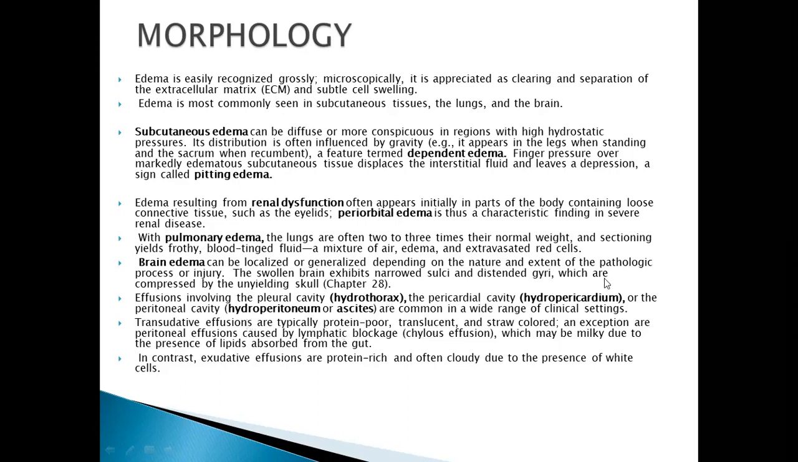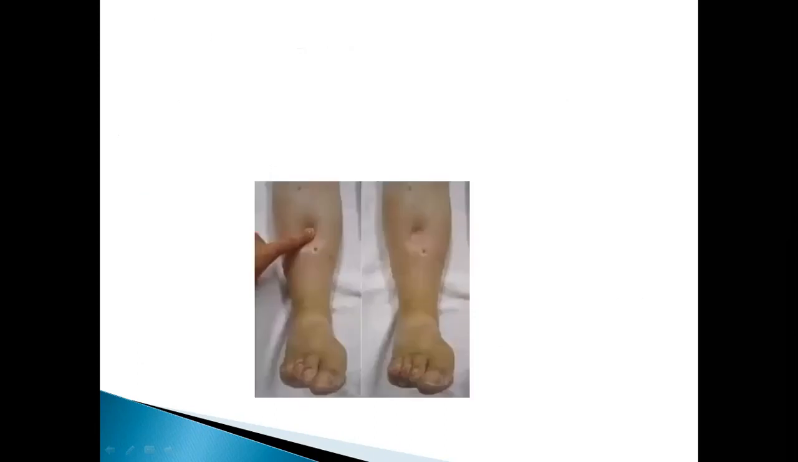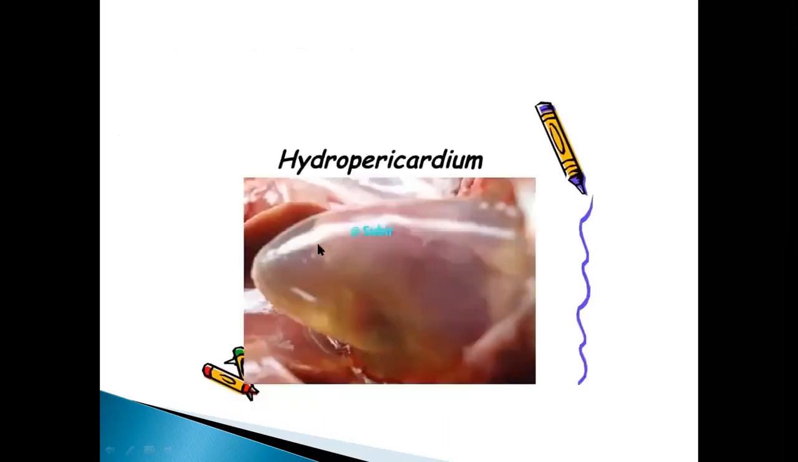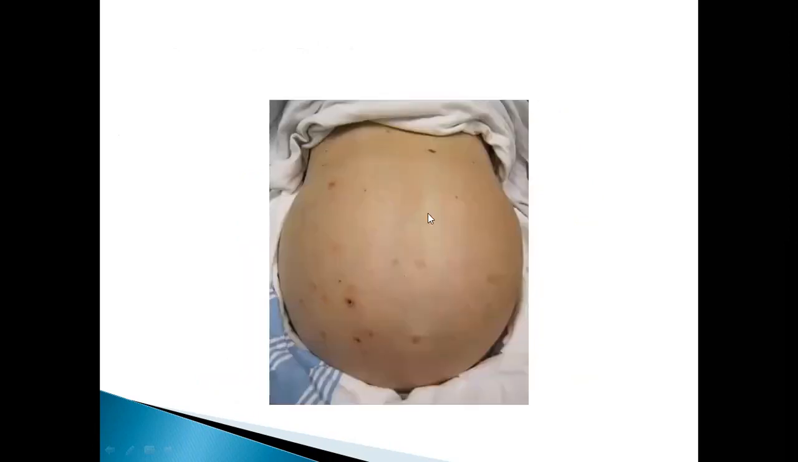Let's see pictures of hydrothorax, hydropericardium, and hydroperitoneum. This is hydrothorax, accumulation of fluid in the pleura. You can see a radiograph. Fluid is accumulated in the pleura. Hydropericardium, fluid is accumulated in the pericardium. Here you can see the abdomen is distended. This is hydroperitoneum. Fluid is accumulated in the peritoneum.